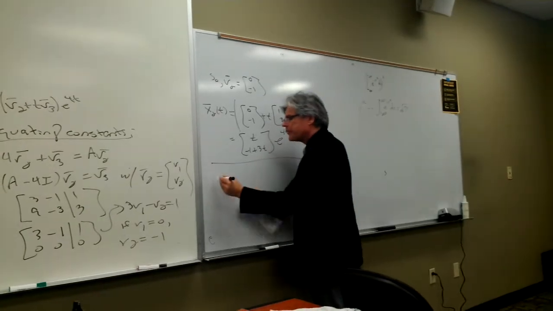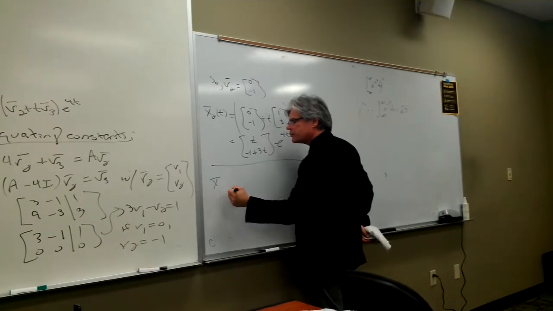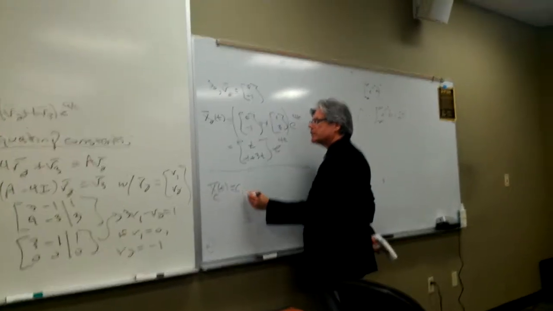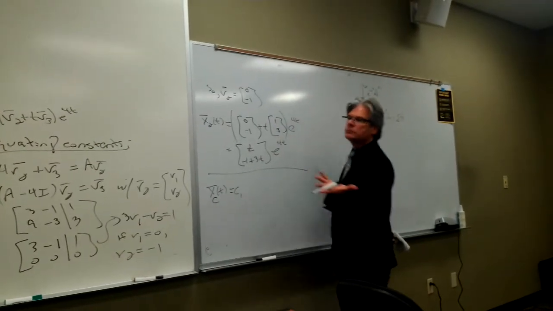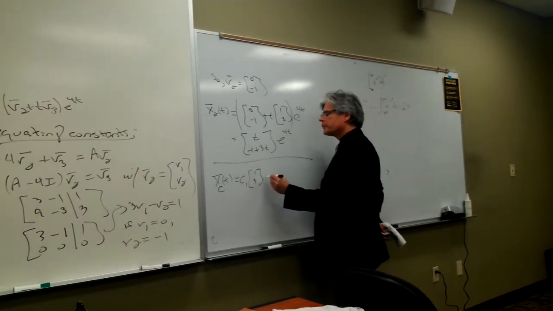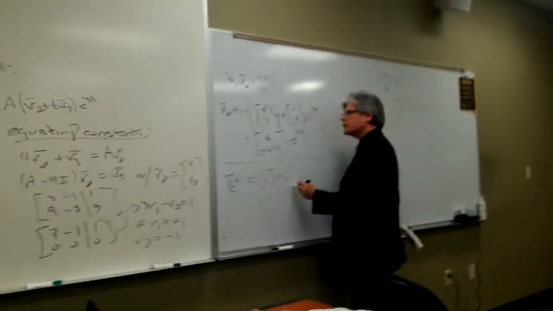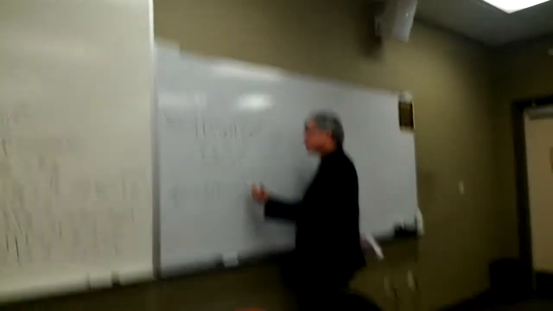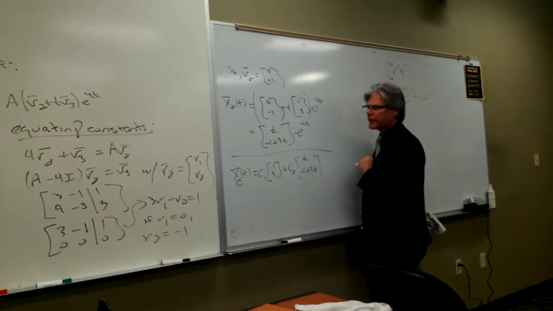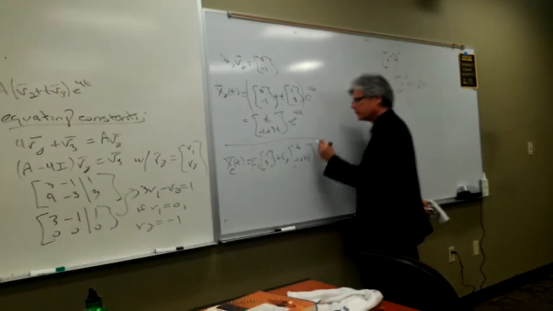It's just that. My complementary solution then is simply going to be C1 times the first, which is 1, 3, plus C2 times the second, which is t, negative 1 plus 3t. Oh shoot, I forgot my exponential factor. I'll pull it out.